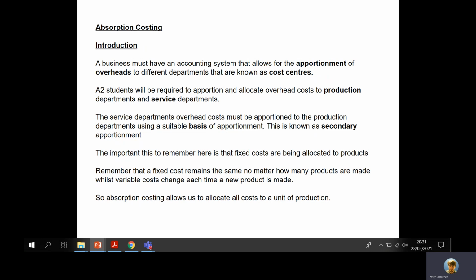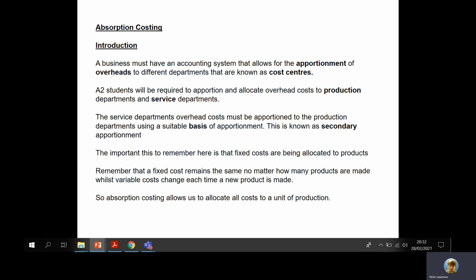So, for example, you might have a normal production line with all your workers assembling the products. That is a production department. A service department would be something like HR or marketing, something that doesn't have anything to do with the production of the product in a direct manner. So what we're going to have to do is take those service departments' overheads and allocate them to the production departments using a suitable basis of apportionment, which we call secondary apportionment.